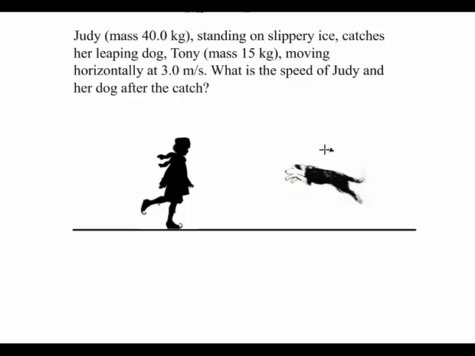I'll go ahead and draw a vector coming off this way. The dog is moving at 3 meters a second. The dog has 15 kilograms of mass. The girl has a mass of 40 kilograms. Okay, so this is going to be our initial condition. Okay, so now what's going to happen final?